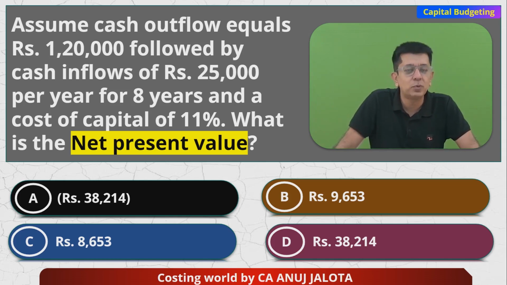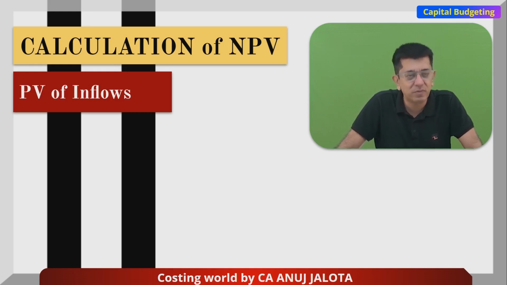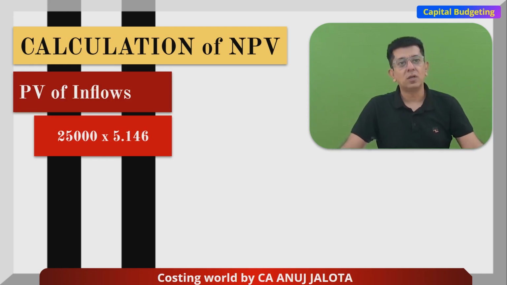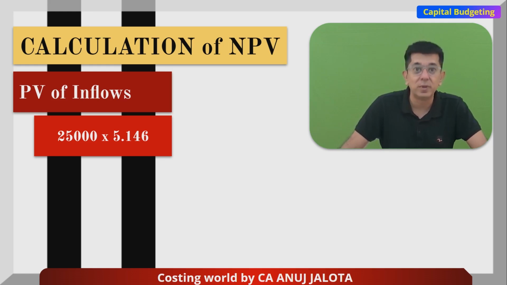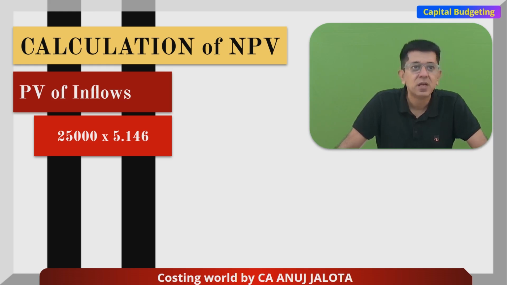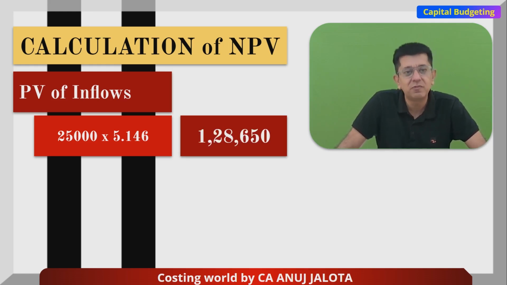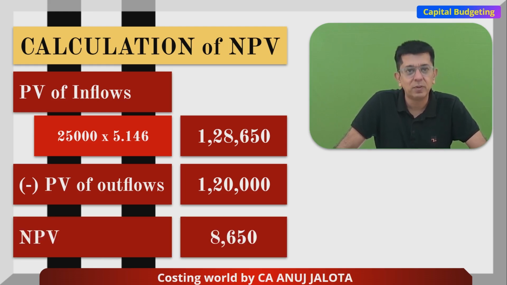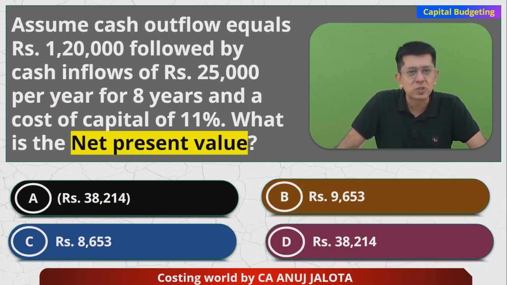Okay, so let's see the numbers over here. Calculation of NPV: PV of inflows, 25,000 multiplied by, please check your discounting factor tables or your calculator, 5.146 in any case will be your cumulative discounting factor at the rate of 11% for 8 years. You multiply, this will be your present value of inflows, less present value of outflows, that is 1,20,000, and finally your NPV will be 8650. So the closest I can get to that is part C of the answer. Part C, your answer will be 8653. So that is your correct answer.